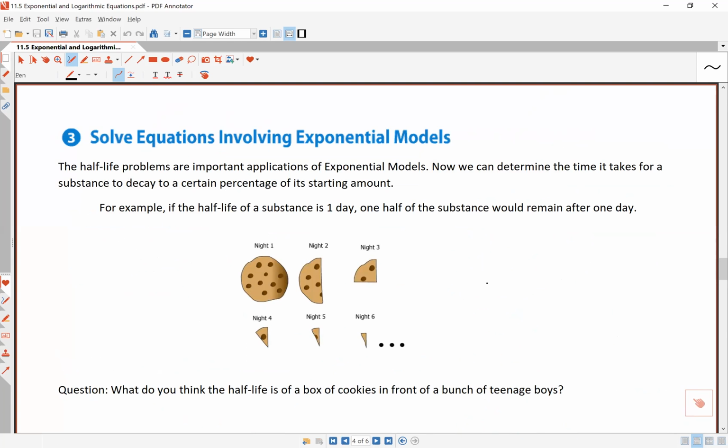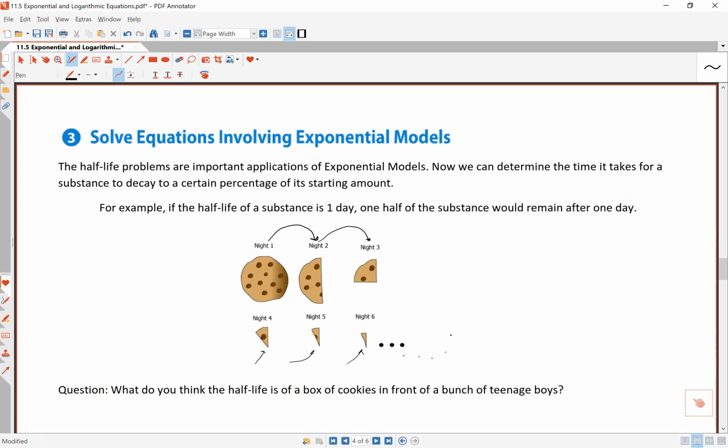Now that we have inverse functions, we can determine the time it takes for a substance to decay to a certain percentage of its starting amount. For example, if the half-life of a substance is 1 day, then every day that goes by, there'll be half of what you started with, half a cookie. Now a quarter of a cookie. Night 4 is an 1/8 of a cookie, and then a 16th, and a 32nd, and it keeps going that way.